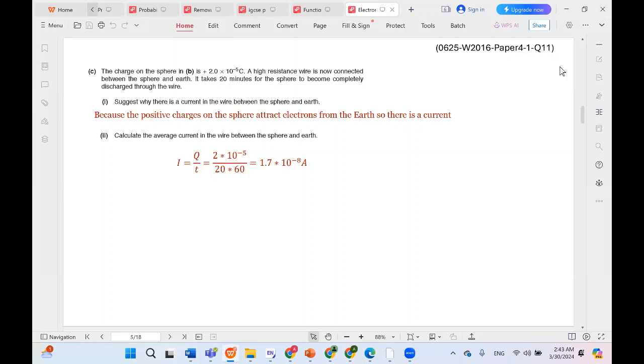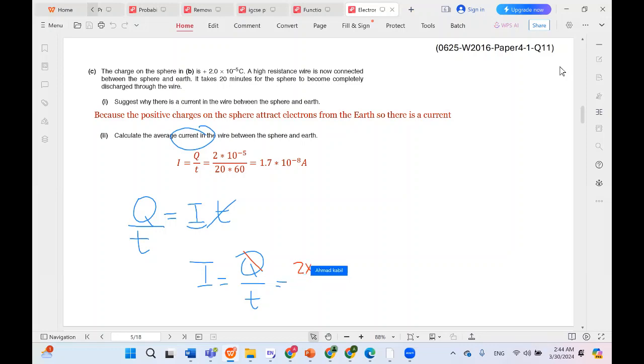and the Earth. Now, like I said, I just memorized one form of the equation, which is Q equals I times T. Here we want the current, so we want I to be alone. So therefore, we will divide by T. So T goes into the denominator beneath Q. So now we have I equals Q over T, and we simply plug in the given values. So the charge given in coulombs is 2 times 10 power negative 5, and the time is 20 minutes.